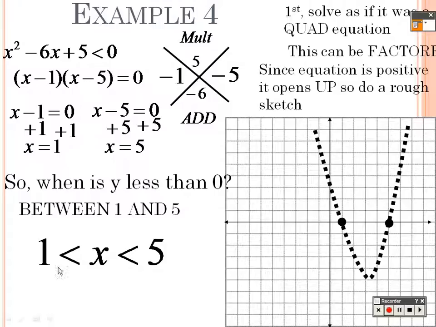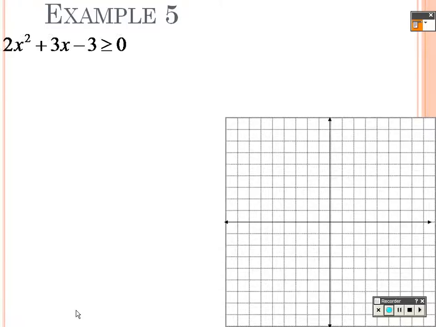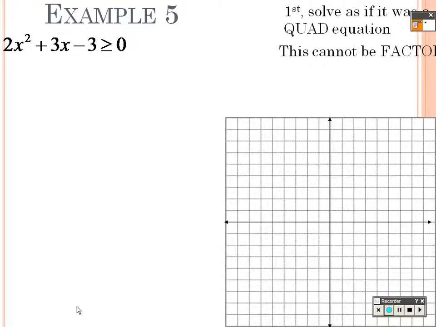The reason why it's less than signs is because this is a less than sign. It's not including the point. That's why they're less than signs. So taking a look at this one, we factor. And to factor that, can't factor it, so we're going to have to do the quadratic equation.